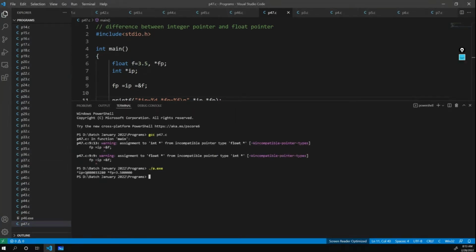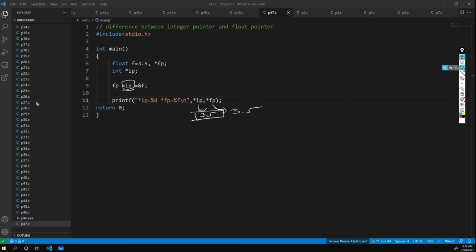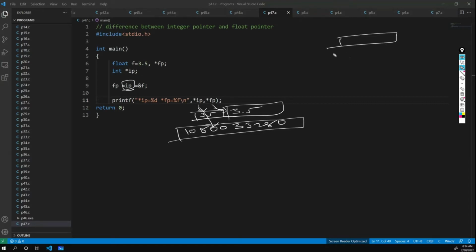The IP value is 1080003333280. What IP value did I get? 1080003333280. And the FP value is 3.5. What are we doing here? My float f is equal to 3.5. So this is my address, 1000, of float f, and the value is 3.5.